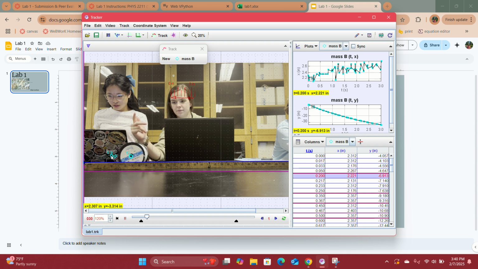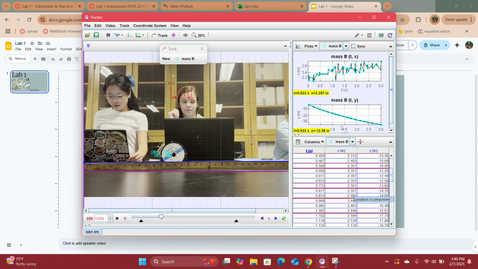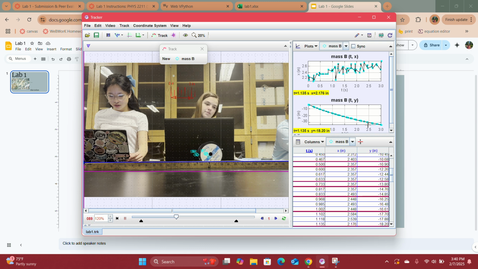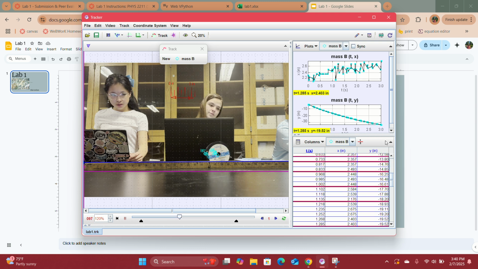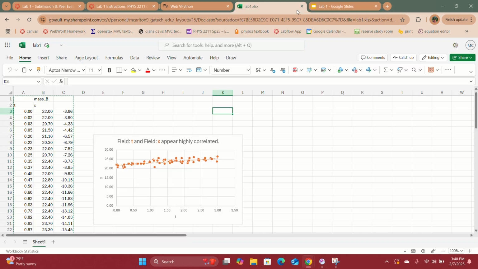You can see those as the blue diamonds where I clicked where the center of it was. And it recorded all of this position data and then graphed it. And then I exported that to Excel to generate a position-time graph, as we can see here.